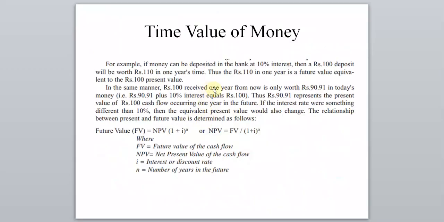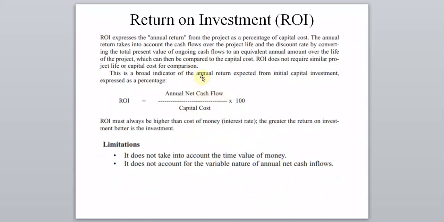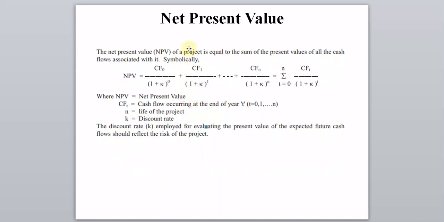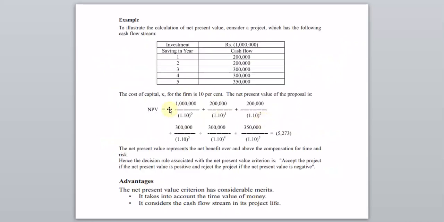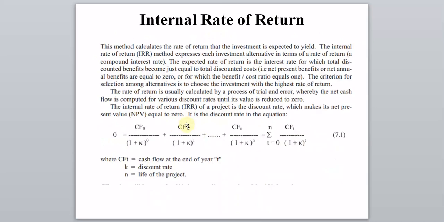After that we saw time value of money, which is nothing but the present value and future value of money. And then we saw return on investment, and the limitations of return on investment. Then we saw net present value, and we saw the advantages of that. Today we are going to see the internal rate of return.